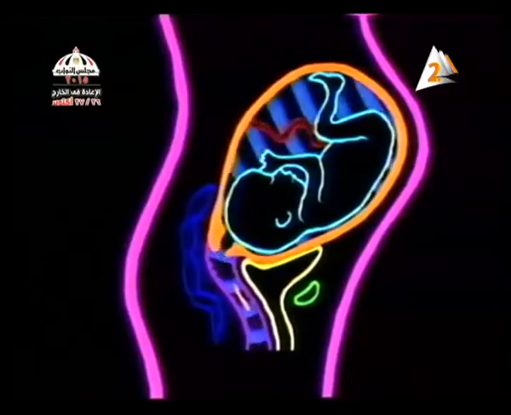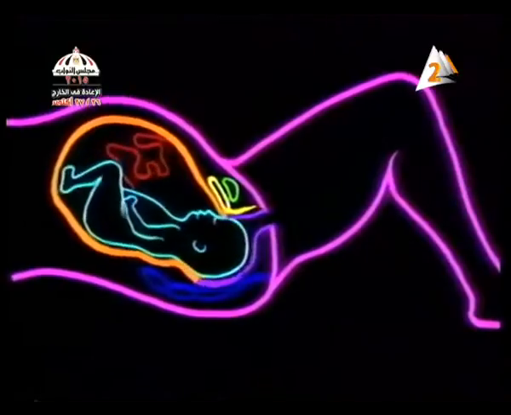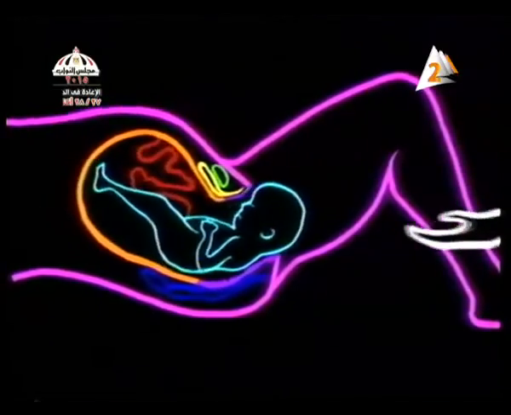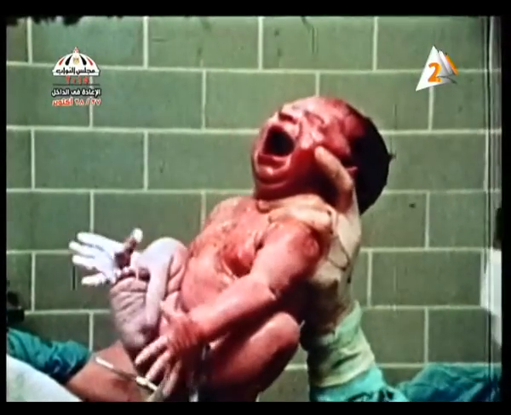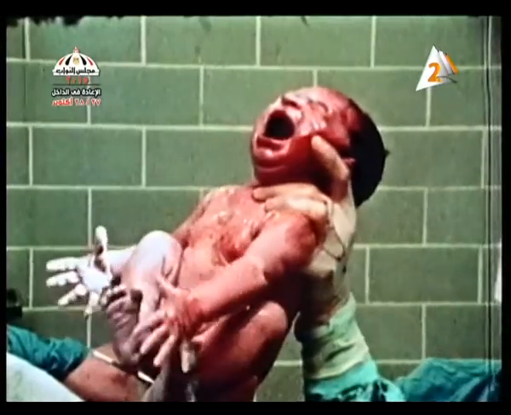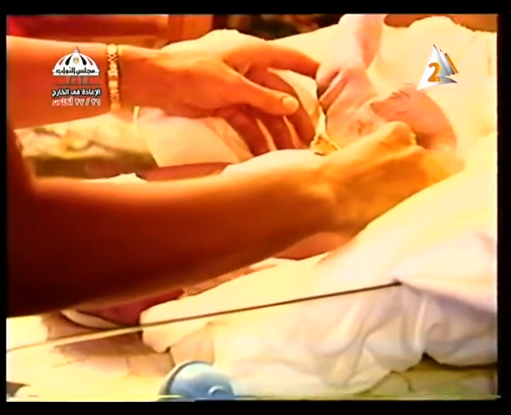Relaxin, secreted from the corpus luteum, placenta, and uterus. It causes relaxation of the pubic symphysis of the pelvis at the end of pregnancy to facilitate the process of delivery.